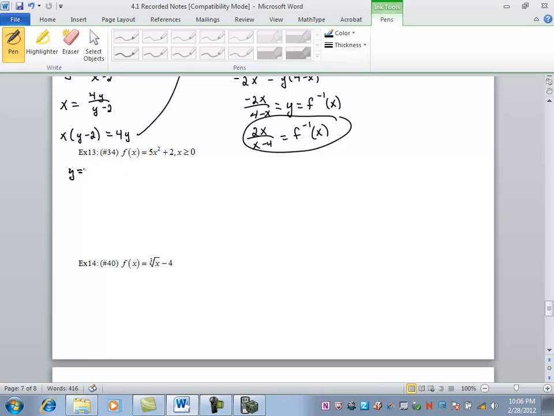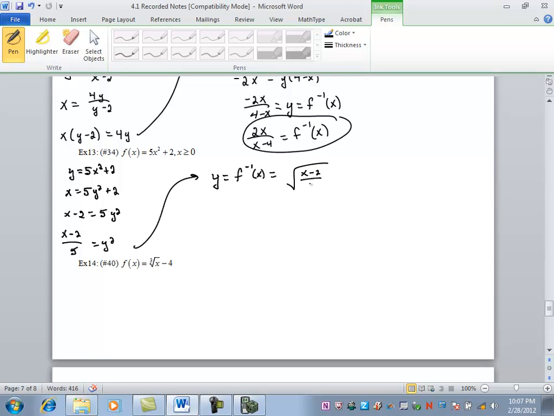We've got y equals 5x squared plus 2. So now x equals 5y squared plus 2. x minus 2 equals 5y squared. x minus 2 over 5 equals y squared. And so here we go, y, which is now my f inverse of x, equals the square root of x minus 2 over 5.